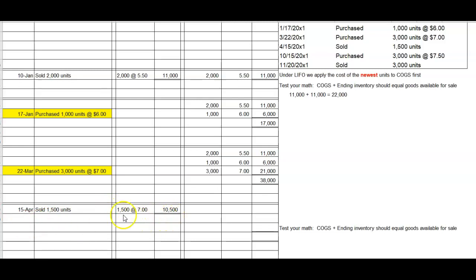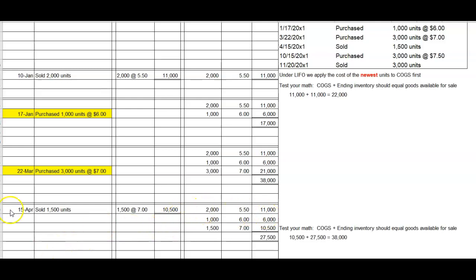LIFO cost of goods sold for the April 15th sale then is 1,500 units at $7 each. Now let's calculate the inventory that we did not sell under LIFO. Well, we took our units cost out of the newest layer for LIFO, which is what we should have done. Therefore, we did not touch any of the $5.50 layer, and we did not touch any of the $6 layer, and we used up 1,500 of the newest layer.